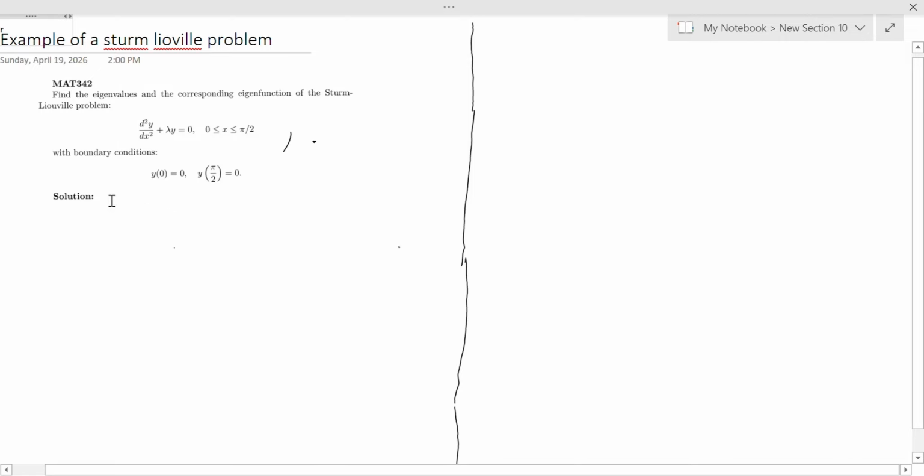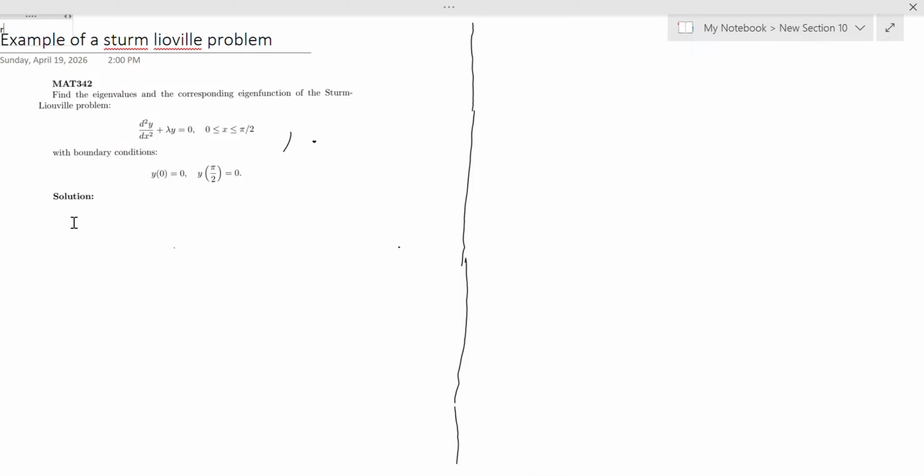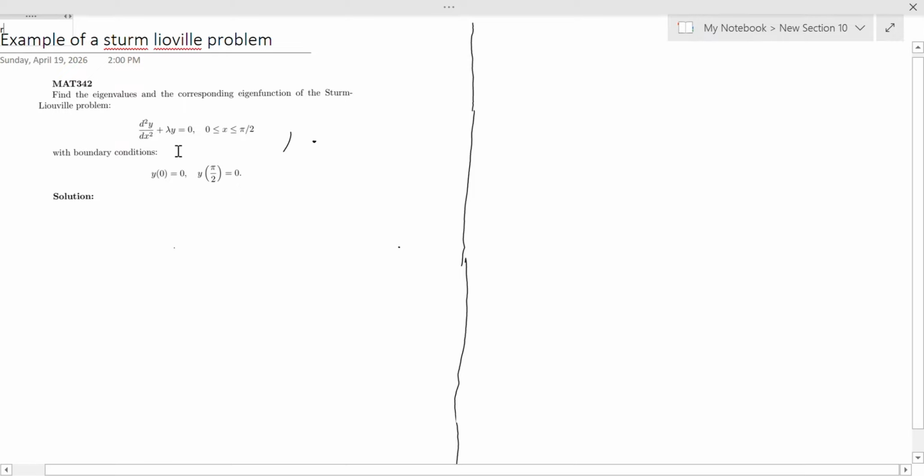So to solve this problem, you have to know that we need a non-trivial solution for this Sturm-Liouville problem. And what does a trivial solution look like? The easiest solution you can give to this problem is to say that y is equal to 0. And if y is equal to 0, the second derivative of y will obviously be 0. Then if you insert 0 into this problem, you just get 0. That is a trivial solution.